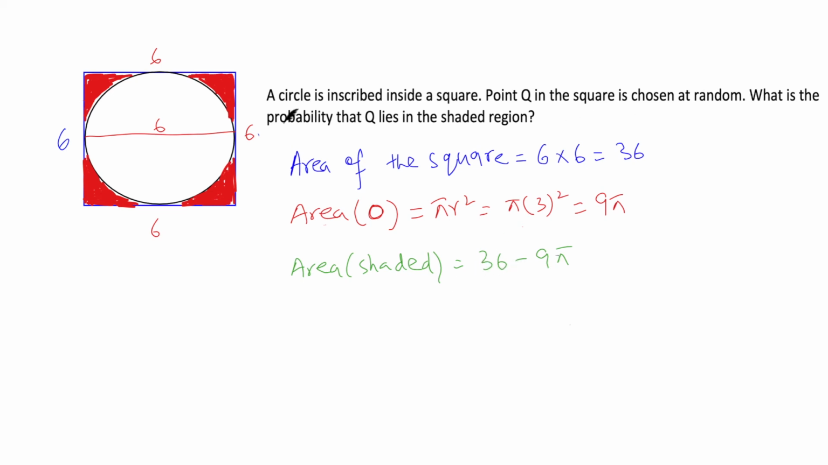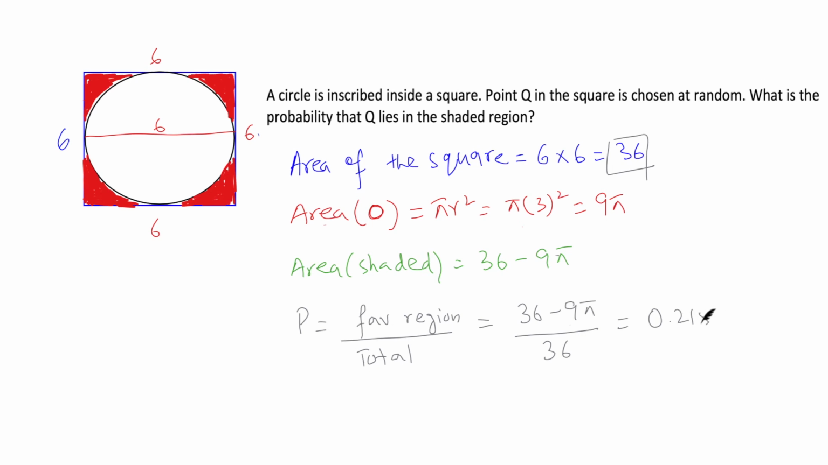We have to find the probability that Q lies in the shaded region, and that is favorable region over total. So our favorable region is this, 36 minus 9 pi, divided by total, which is the area of the square, divided by 36. This comes out to be 0.215, or you can say 21.5%. This is our answer.